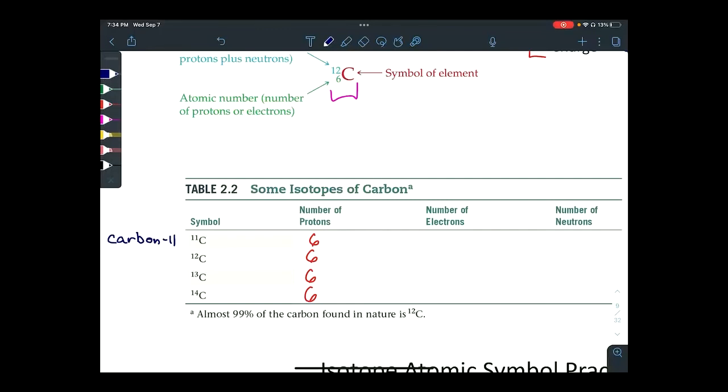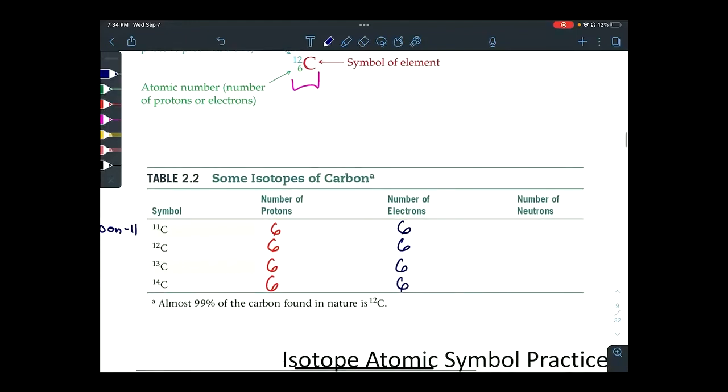All right, number of electrons. How do we get that? Yeah, so the idea here is, remember, charge equals protons minus electrons. Since all of these are charge neutral, because there's no charge written, the number of electrons has to be the same. Has to be the same, only for neutral substances, right? All right, number of neutrons, how do we get that?